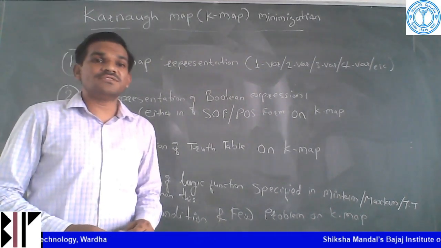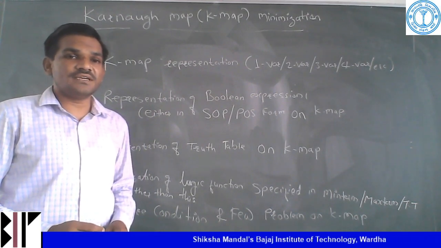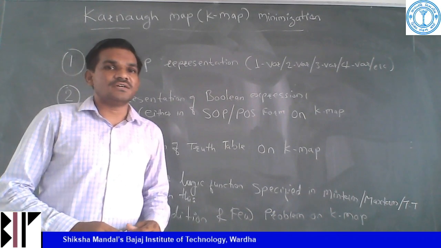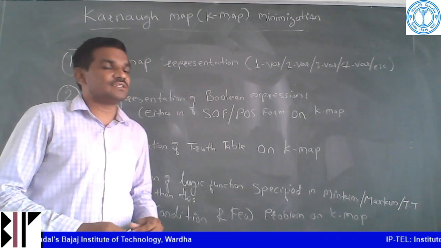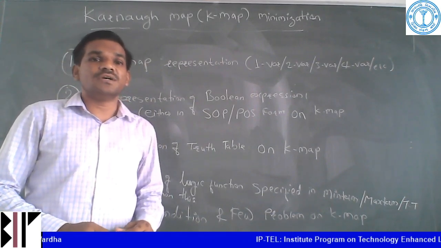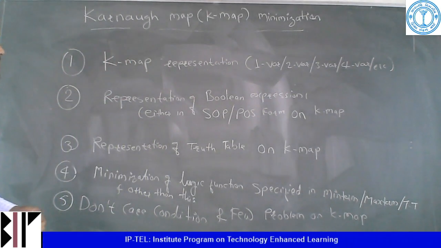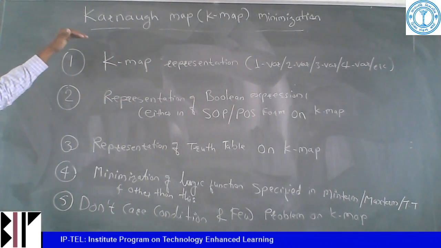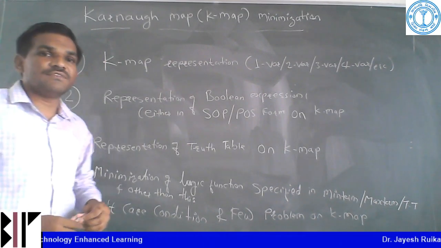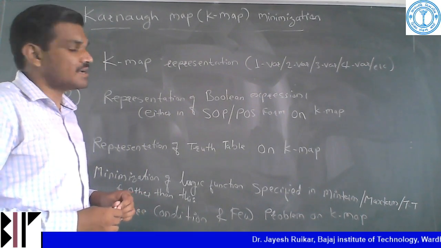In the minimization of Boolean expressions, sometimes it is very difficult to minimize algebraic equations with the help of Boolean algebraic theorems. So this method is useful, that is, Karnaugh map representation or Karnaugh map minimization is useful in minimizing the Boolean expressions. So in this video, basically in this topic, we will learn about the K-map representation. That is how the one variable, two variable, three variable, four variable, and then five variable K-maps are represented.